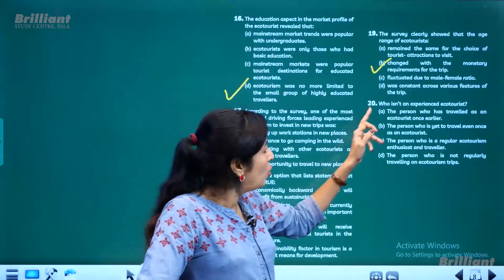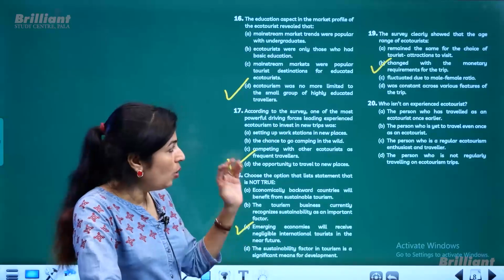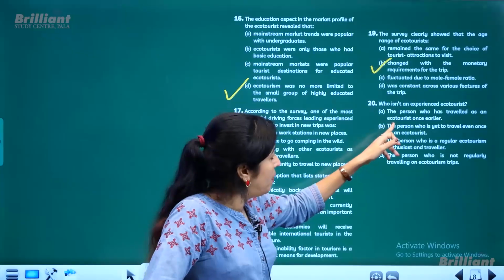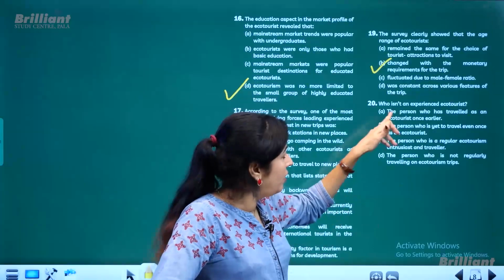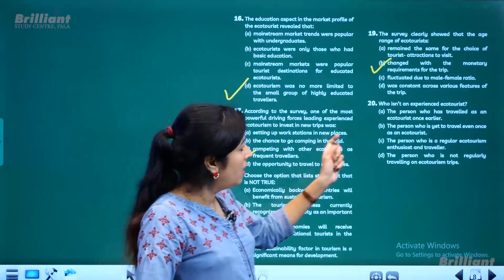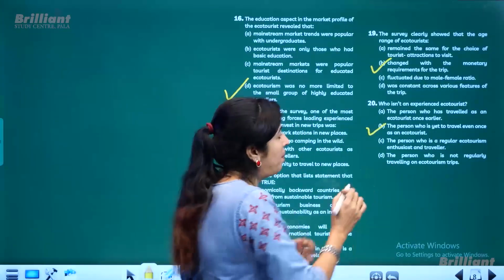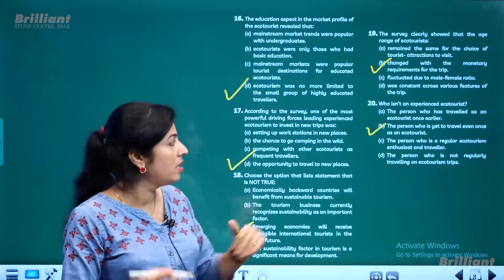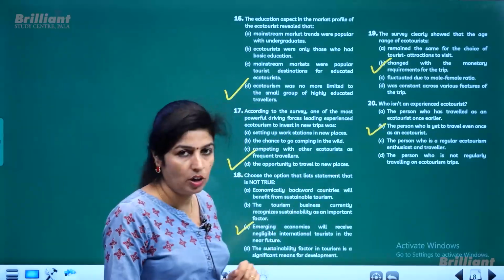Okay. Then who is not an experienced ecotourist? Who is not an experienced ecotourist? The person who has traveled as an ecotourist once earlier, he is experienced. And we have to find out the one who is not. So this first one cannot be taken. The person who is yet to travel even once as an ecotourist. That means a person who has not yet traveled as an ecotourist is not an experienced ecotourist. So that is the second option. Okay.